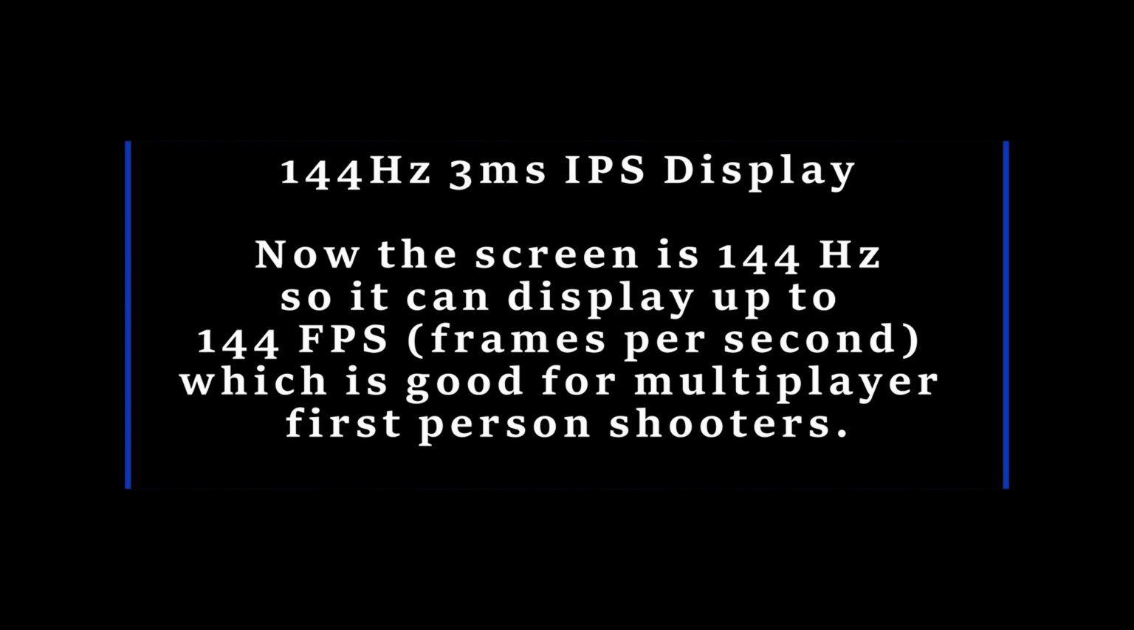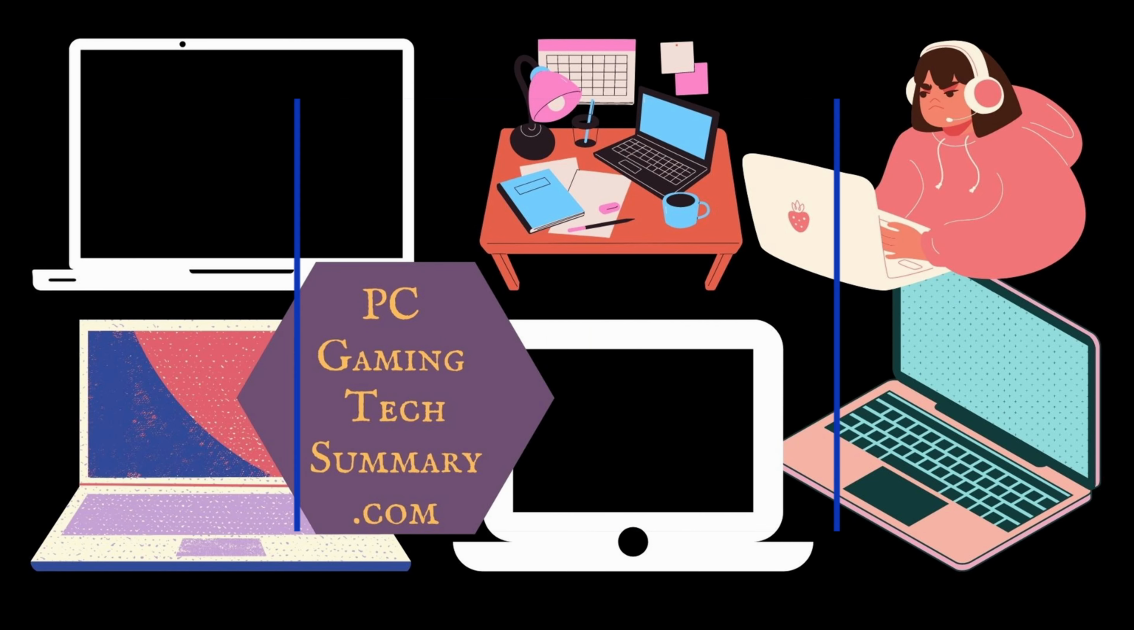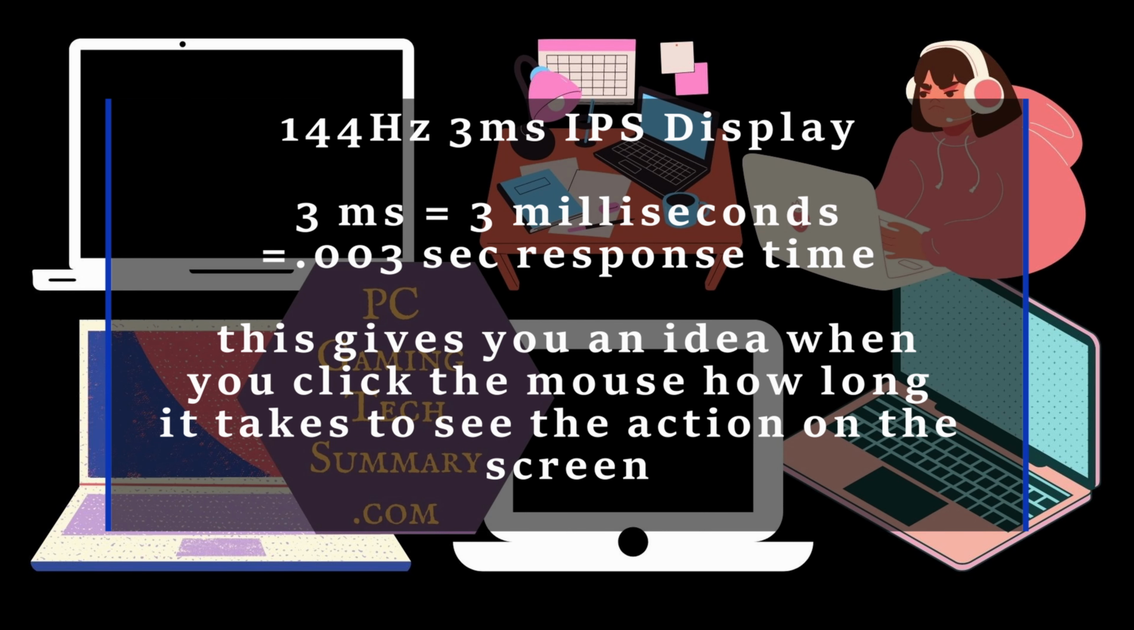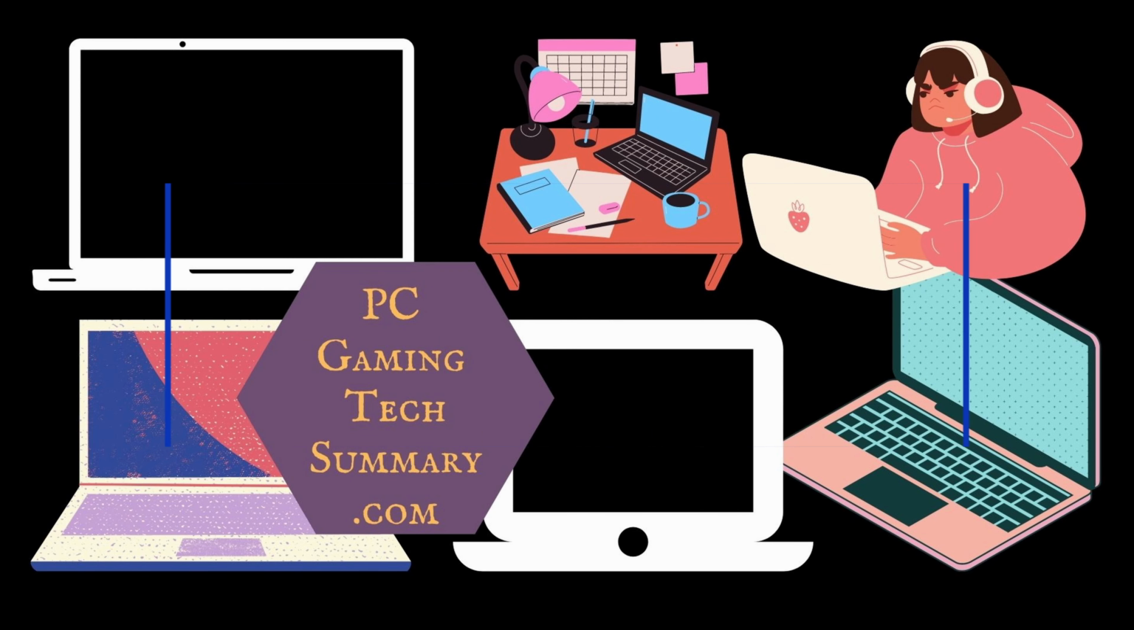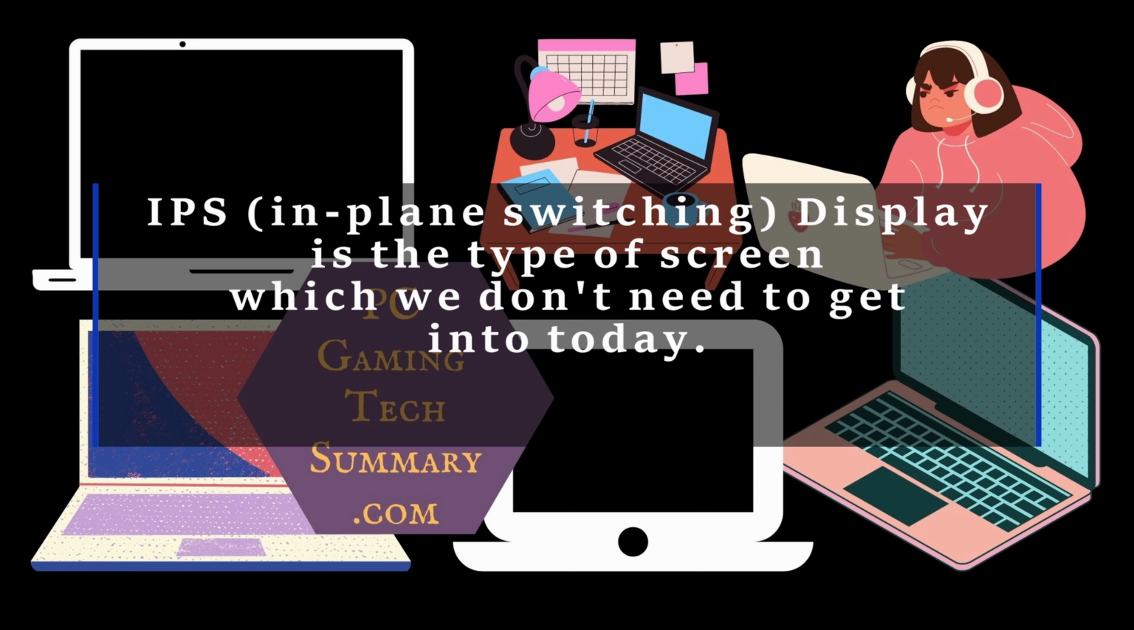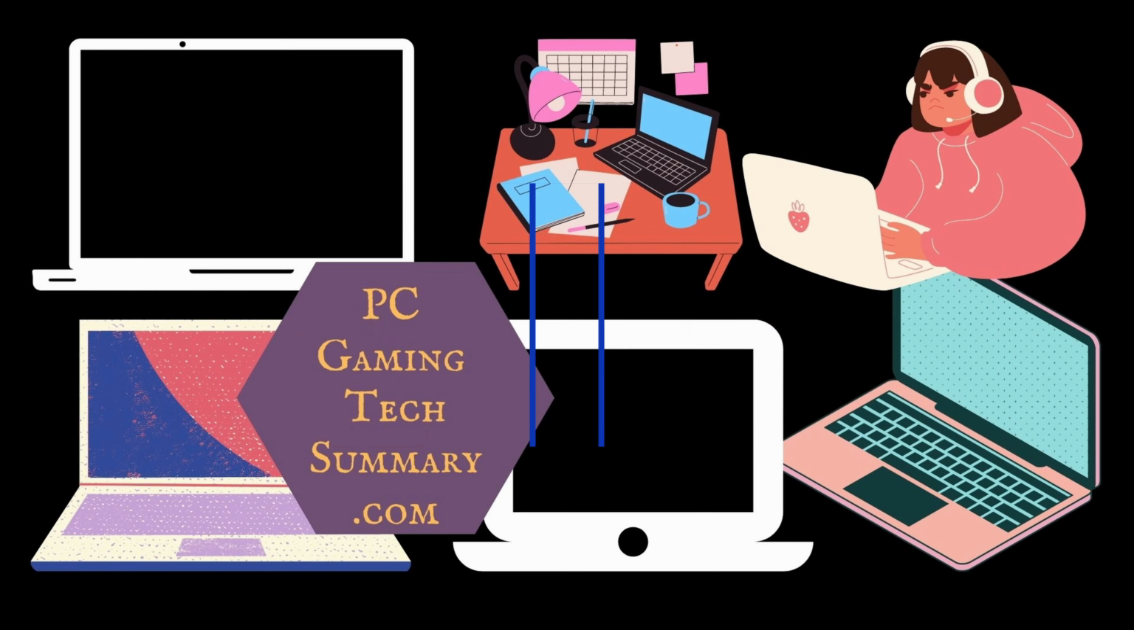144 Hz, 3 millisecond IPS display. Now the screen is 144 Hz, so it can display up to 144 FPS, frames per second, which is good for multiplayer first-person shooters. 3 milliseconds equals 0.003 seconds response time. This gives you an idea when you click the mouse how long it takes to see the action on the screen.